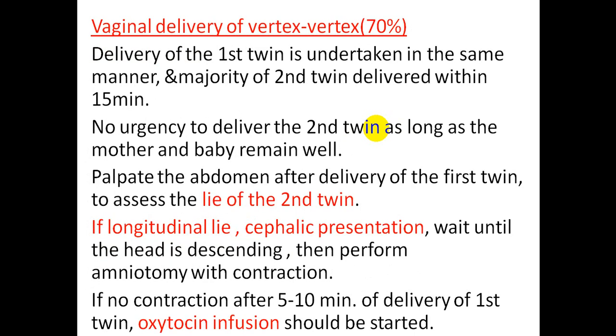Vaginal delivery of vertex twins, 70%. Delivery of the first twin is undertaken in the same manner, and the majority of second twins are delivered within 15 minutes. There is no urgency to deliver the second twin as long as the mother and the baby remain well. Palpate the abdomen after delivery of the first twin to assess the lie of the second twin, which is very important here. If longitudinal lie, cephalic presentation, wait until the head is descending, then perform amniotomy with a contraction. If there is no contraction after 5 to 10 minutes of delivery of the first one, oxytocin infusion should be started.